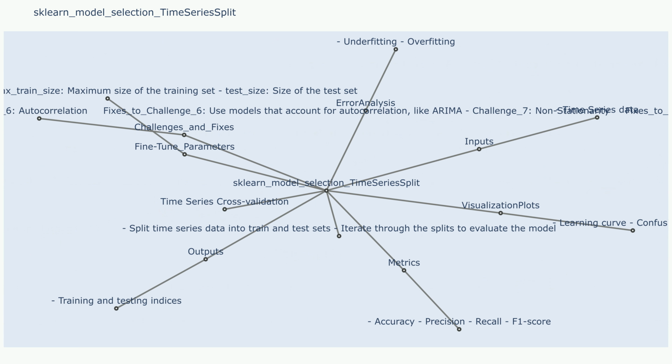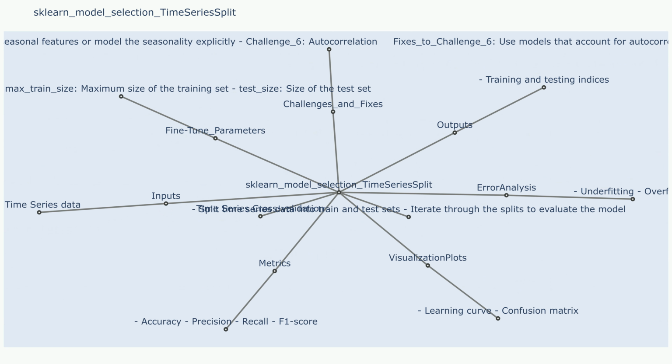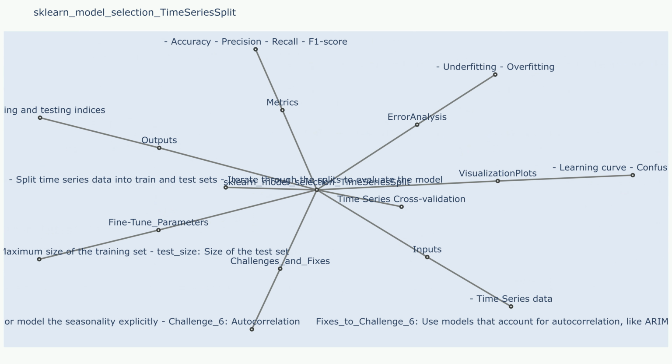Metrics: TimeSeriesSplit itself doesn't directly calculate metrics. It's used in conjunction with other evaluation methods like cross-validation scores, which measure performance based on the chosen model and evaluation metric, e.g. accuracy, R-squared.